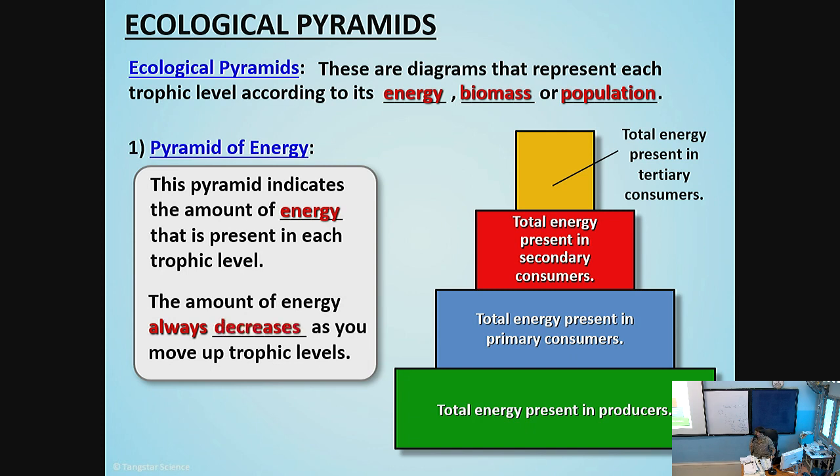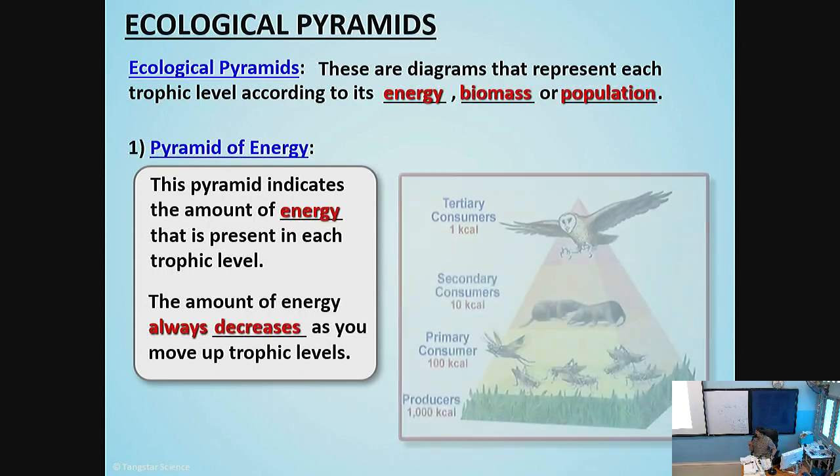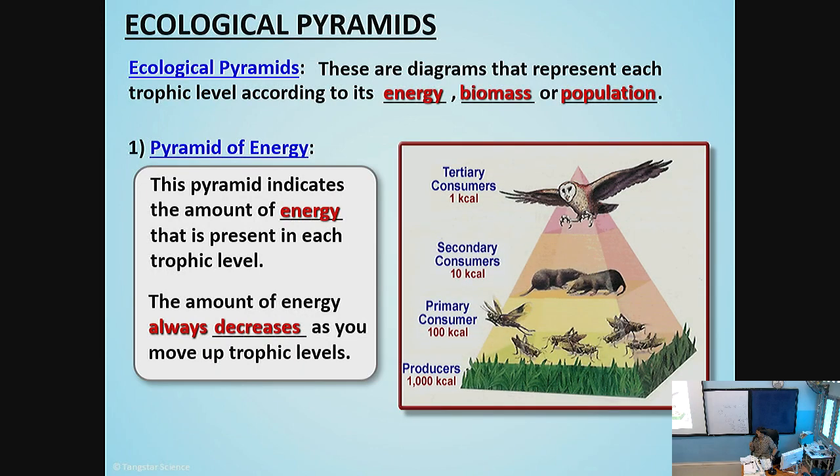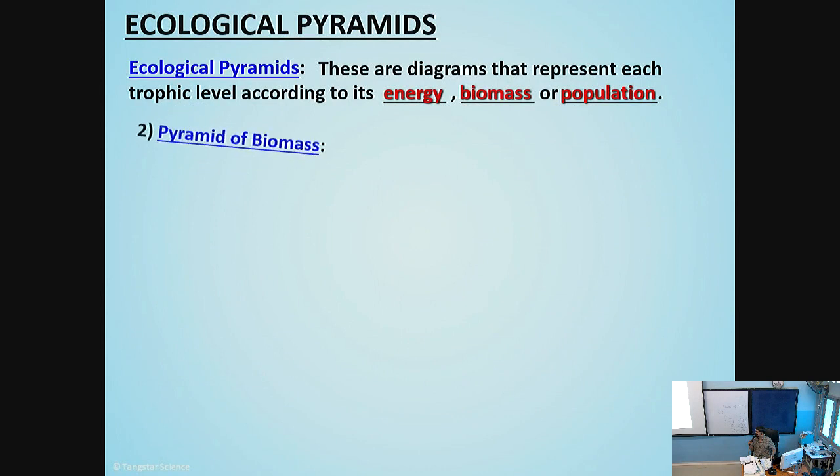That is decrease. The energy decreases as it goes up from bottom to top. That is the pyramid of energy. One example here: from 1,000 kcal, 110 and 1. That is the pyramid of energy.